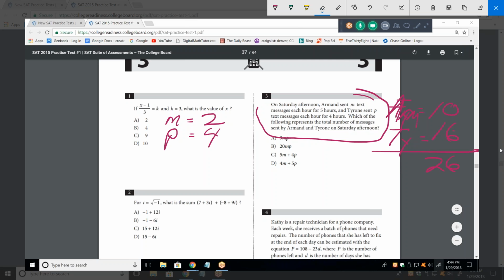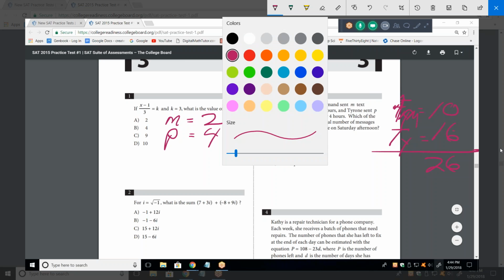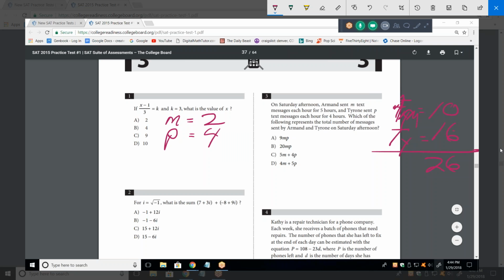So all we have to do is find one of the 4 answers that's equal to 26, given these 2 numbers. Well, how about A? What's that equal to? M is 2, P is 4. Wait, use your calculator. You're going to fill in 2 for M and 4 for P on every one of these answers. And as soon as we find 26, that's our answer.